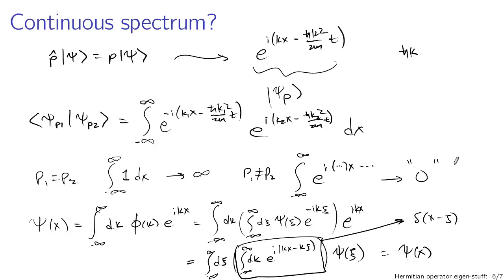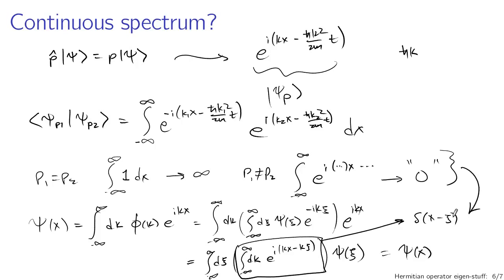So this is sort of a delta function. This is what I'm really going to get out of these sorts of normalization conditions. The infinity that it goes to when p1 equals p2 is like the infinity that the delta function goes to when x equals xi. The 0 that it goes to is like the 0 of the delta function when its argument is non-zero.